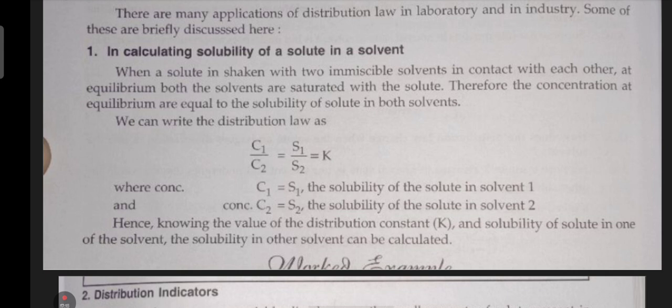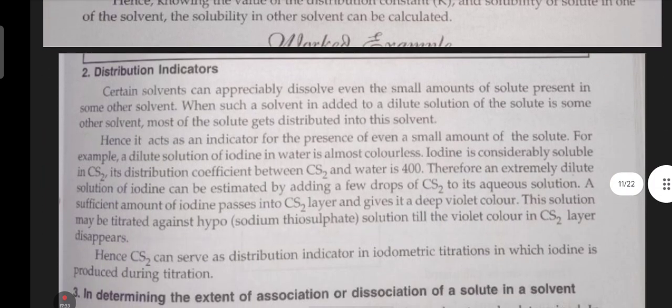S1 and S2 are the solubilities of the solute in solvents 1 and 2. Hence, if we know the value of the distribution constant and the solubility of the solute in one of the solvents, the solubility in the other solvent can be calculated.